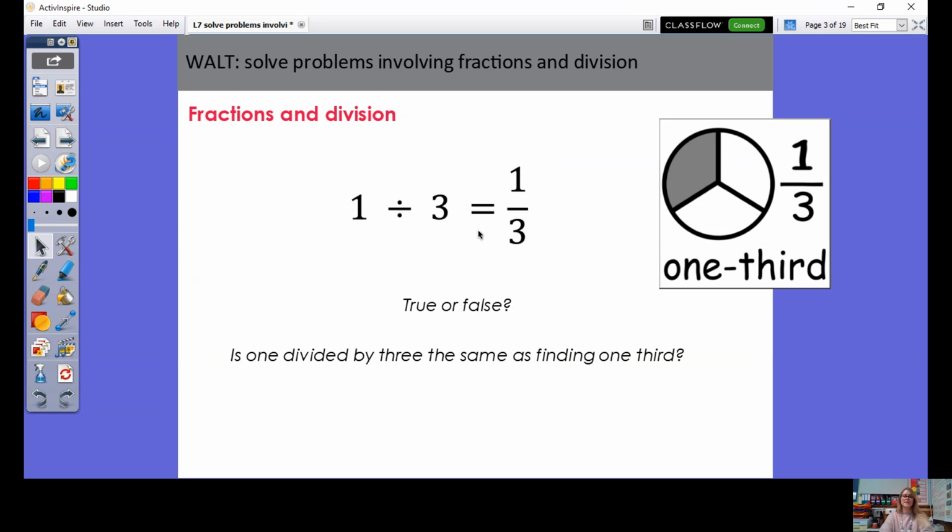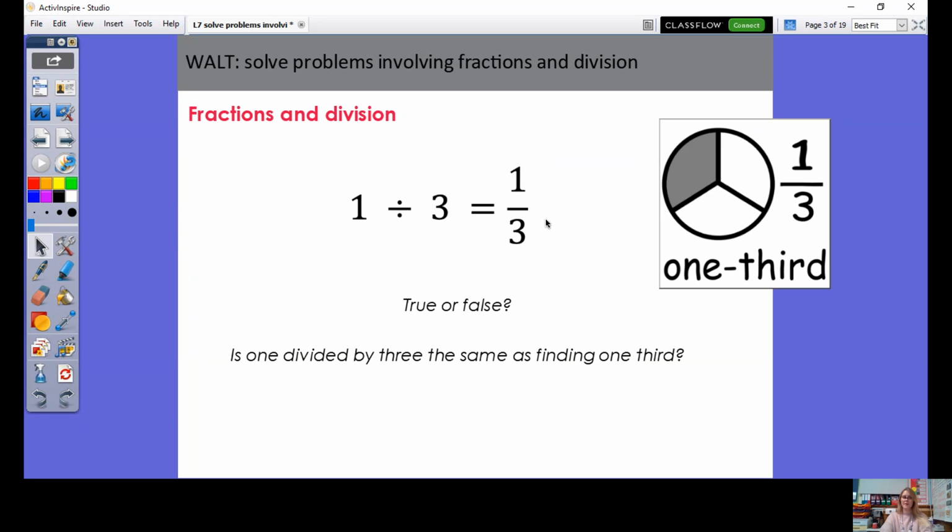So on your screen, you can see a statement here. 1 divided by 3 equals 1/3. I've just put a little picture there to help you. But I just want you to think, is that true or false? Is 1 divided by 3 the same as finding 1/3? So use the picture to help you. I've got 1 whole divided into 3 parts. So is 1 divided by 3 the same as 1/3? So you can pause the video and have a chat to someone at home or have a think to yourself. And then we're going to go on to the next part and have a think about whether this is true or false.